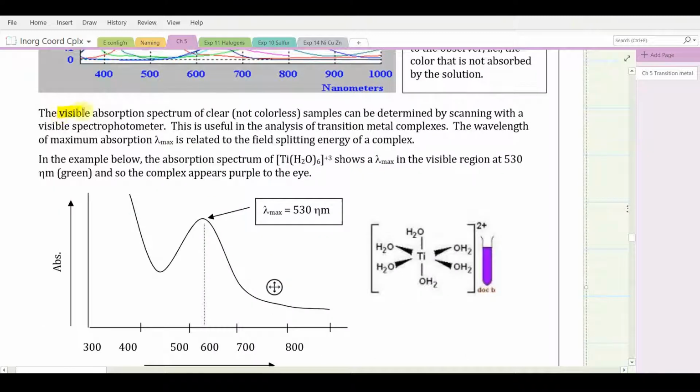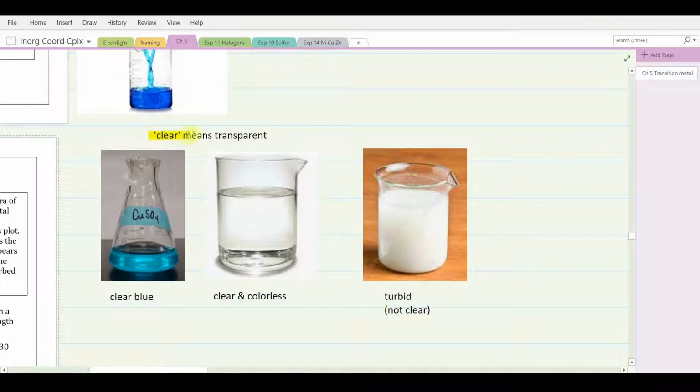So the visible absorption spectrum of clear samples can be determined by scanning with a visible spectrophotometer. Clear simply means transparent. It means that light from an image would pass through undistorted and we'd see a clear image. So this solution of copper-2 sulfate is clear blue. This beaker of water is clear and colorless, but both of these are clear. Clear does not mean colorless. This obviously is not clear. This suspension is turbid.